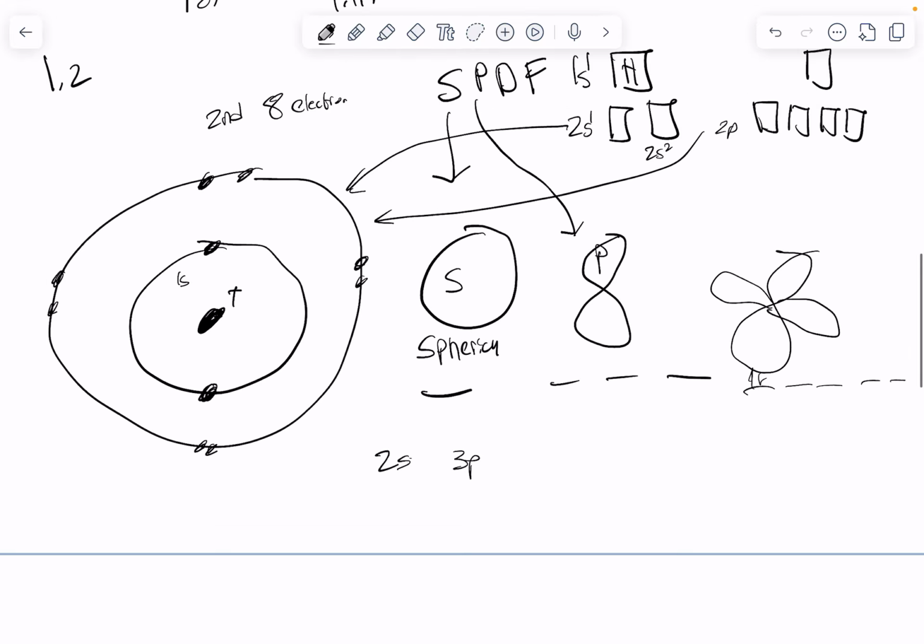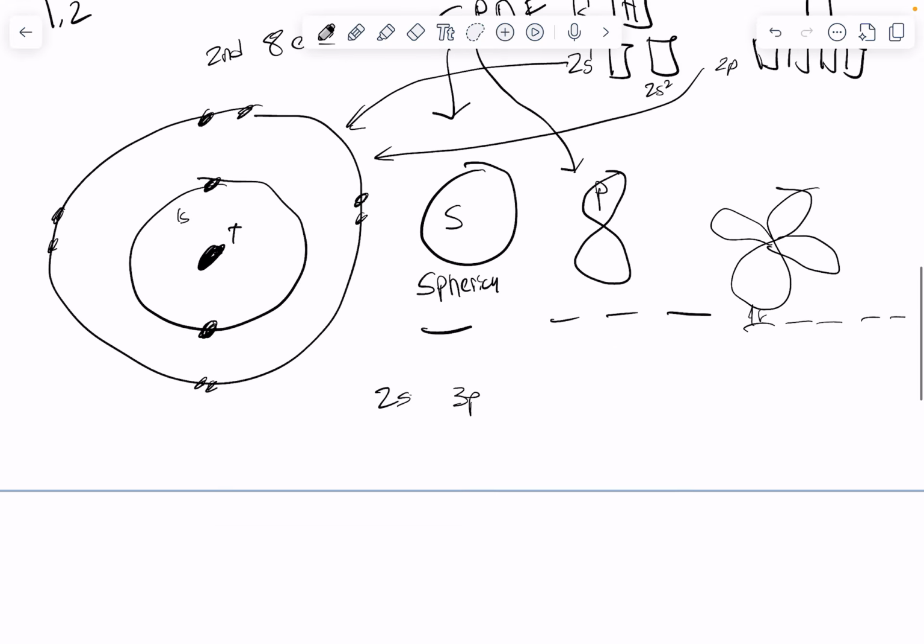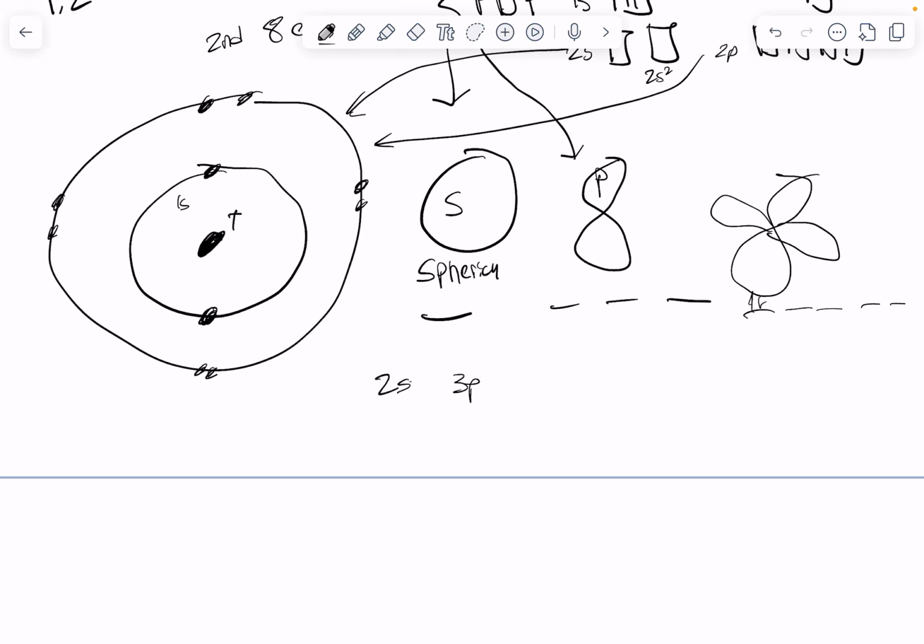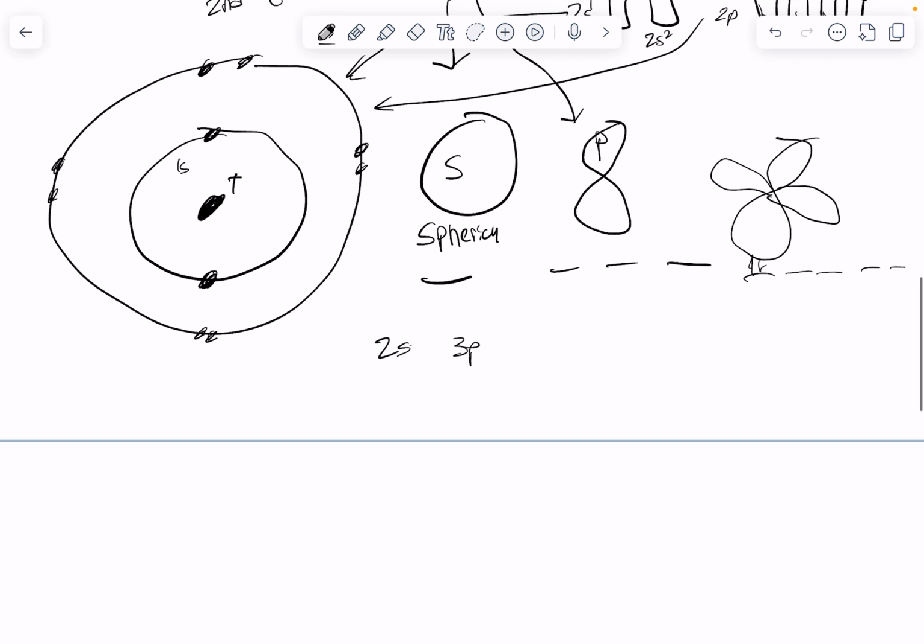So in 1.2, we learned that surrounding the nucleus, we have these orbitals. And these orbitals are ways that the electrons organize themselves. Another word for them is shells. So we have the first shell and the second shell, and then we can have the third shell and the fourth shell and so forth. So now let's move on.